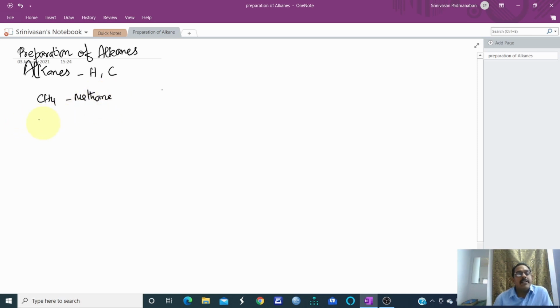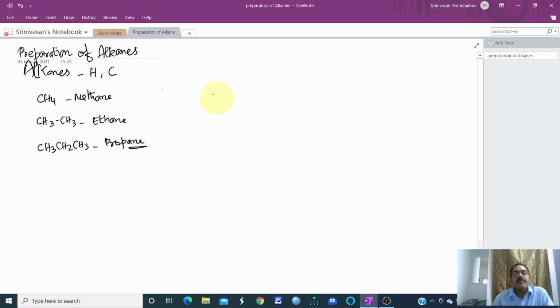Second one is ethane, CH3, CH3. So that is ethane. Like this, the number of carbon atoms increases. CH3, CH2, CH3: the third member is propane. So it ends with the suffix -ane. Methane, ethane, propane, butane, pentane, like that it keeps on going.